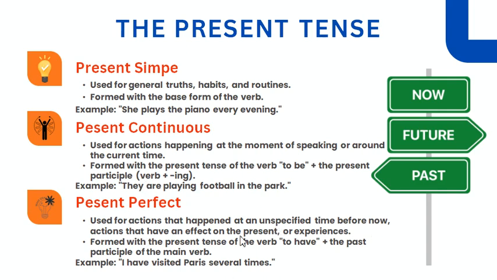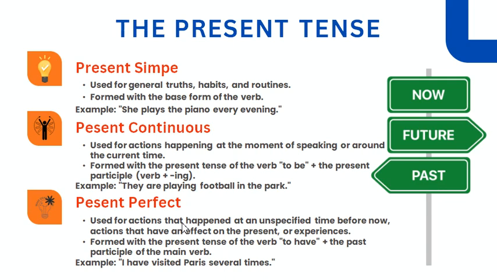Actions that have an effect on the present or experiences. So you have to listen carefully right here, because some people have a hard time understanding the present perfect. Now I think present simple and present continuous are clear and simple, but present perfect is a kind of tense which is between the past and the present.